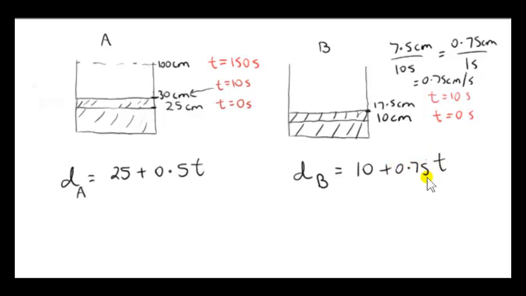You can easily check this. If you put 0 in for t, you get 10, of course. If you let t equal 10, you get the depth in tank B equal to 10 plus 0.75 times 10. That's 10 plus 7.5, which is 17.5. So it does check out.